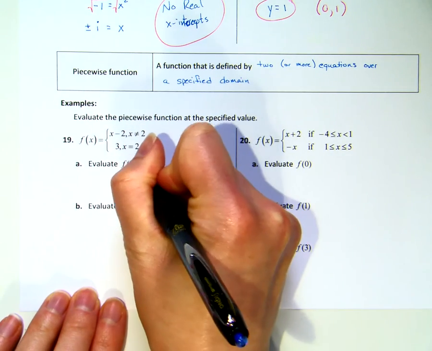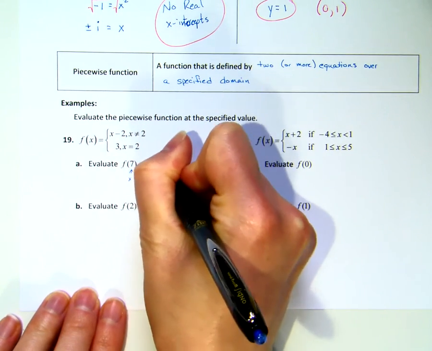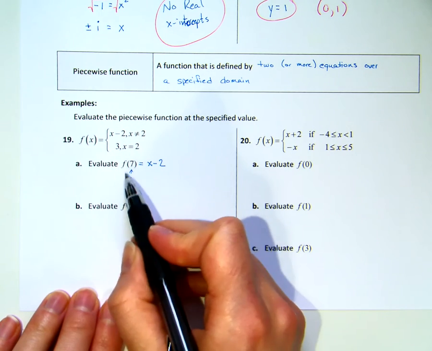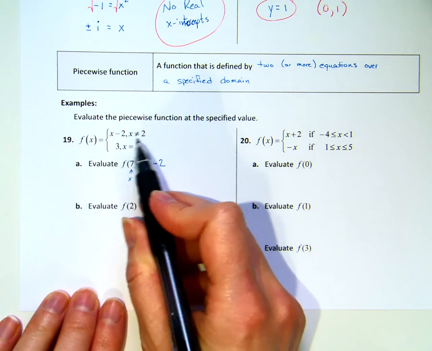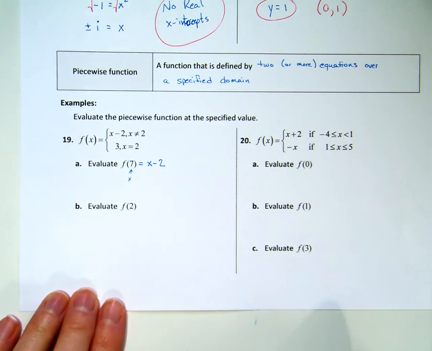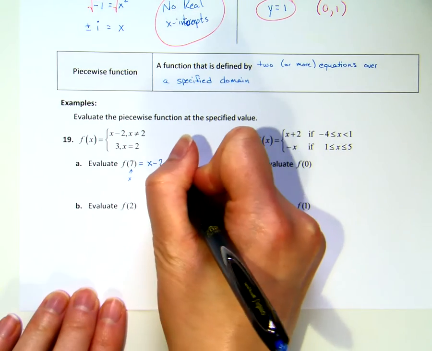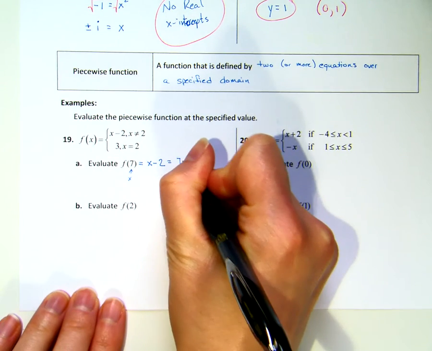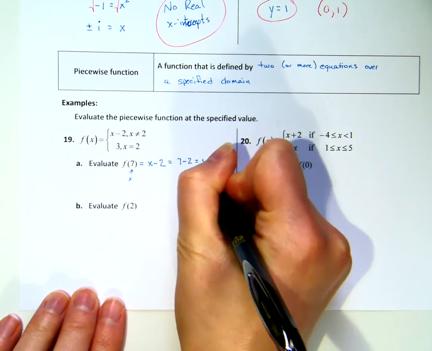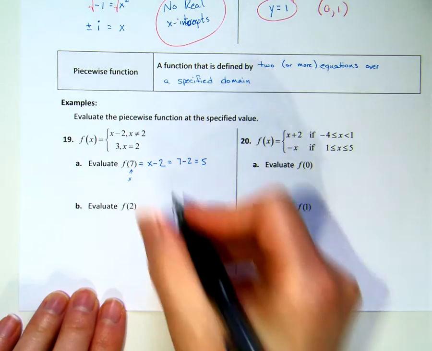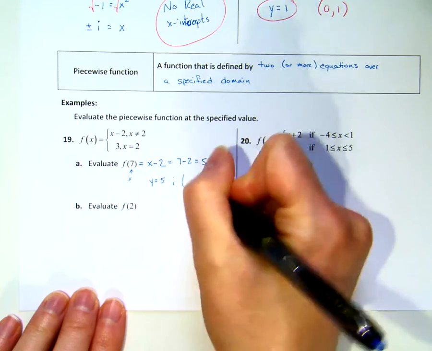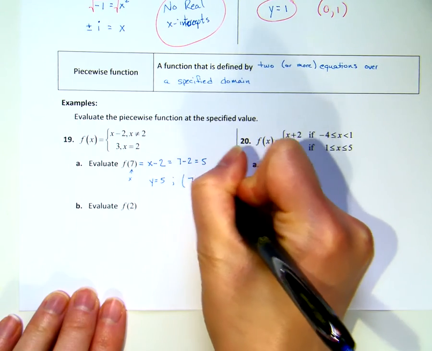So I'm actually going to use the x minus 2 part of the function because of the domain telling us an x value of 7. So now that I know which piece, we just plug in our value. X equals 7. And I get a value of 5. So I can write that as y equals 5. Or I can write it as an ordered pair, 7, 5.